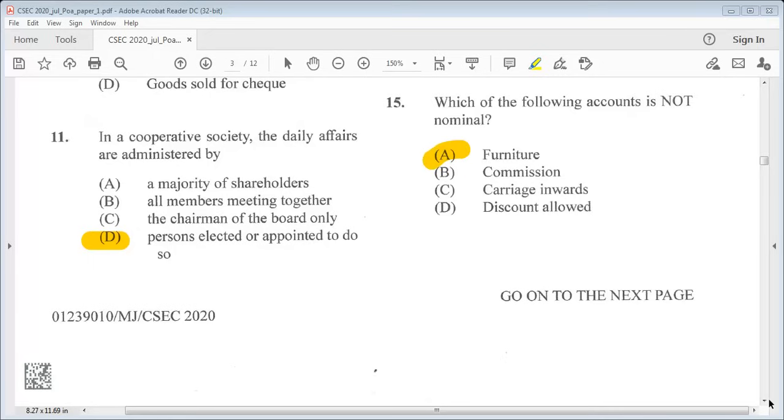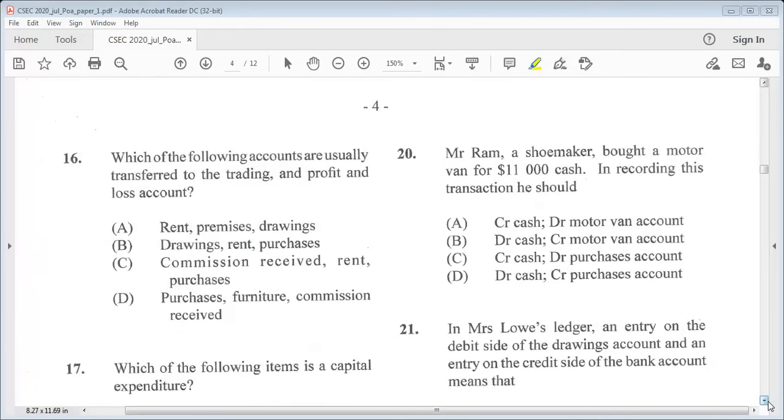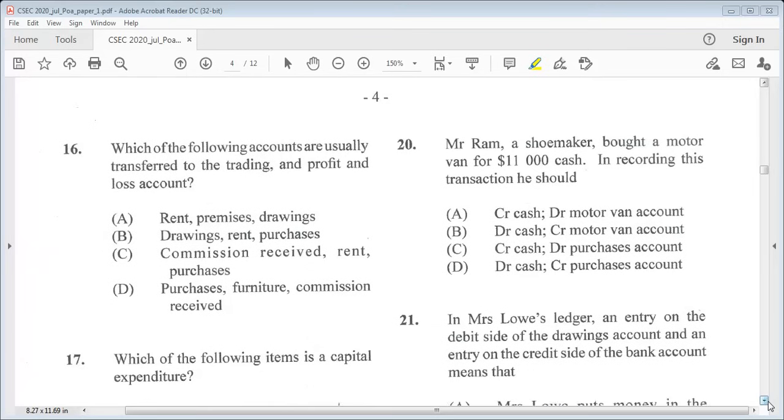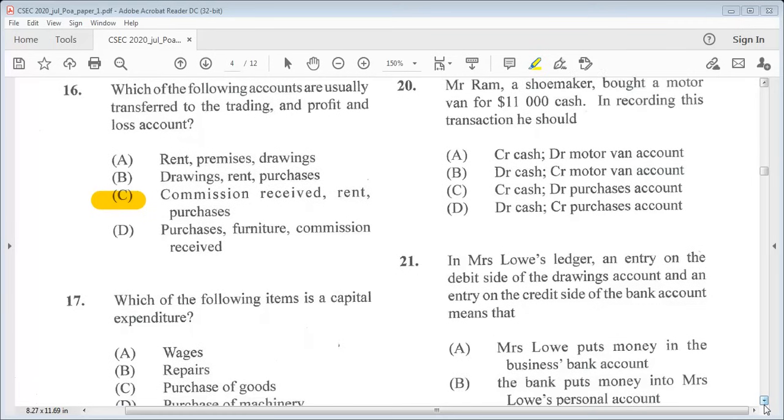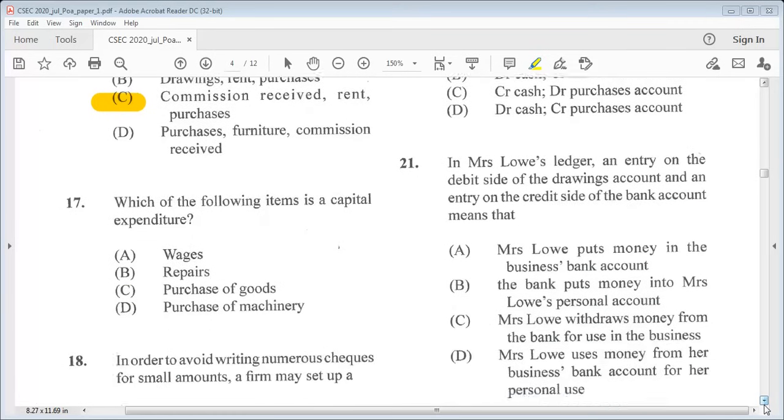So A would be our answer for that. Let's go on to number 16. Which of the following accounts are usually transferred to the trading and profit and loss account? Our answer would be C, commission received, rent, purchases. This is another repeat question, and we had explained that in detail in our previous videos. So if you haven't watched the January 2020 and the 2019 paper, make sure that you go ahead and watch those videos. Let's go to 17.